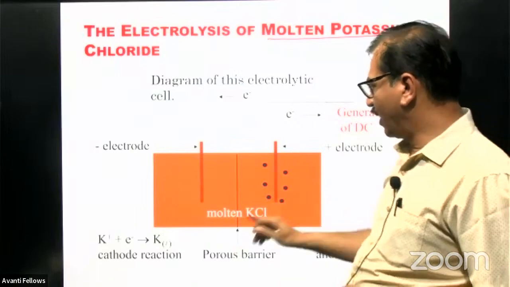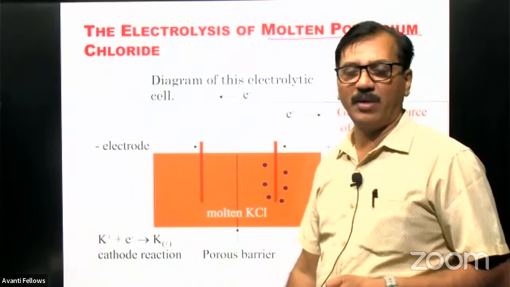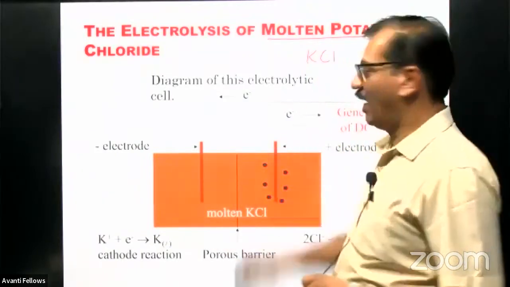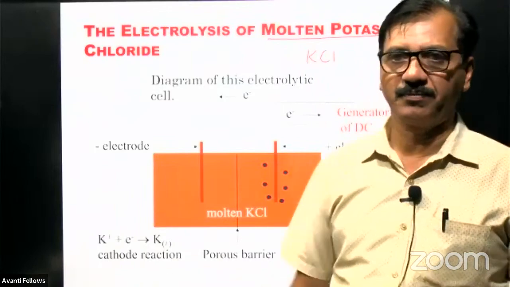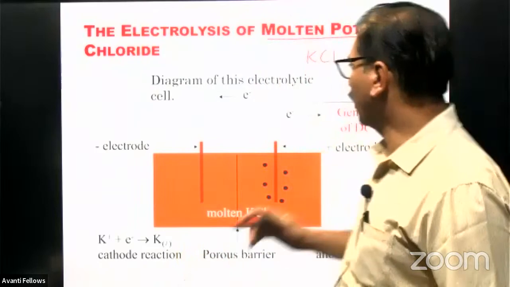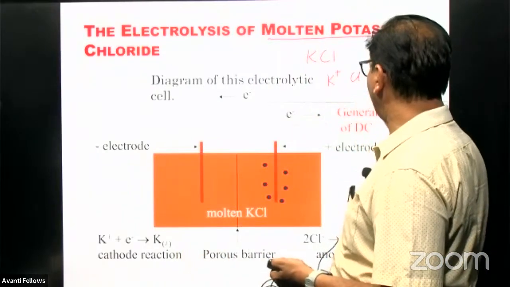In this electrolytic cell, molten KCl is taken as the electrolyte. What is meant by molten KCl? KCl is a solid. At high temperature, it is melted. Okay, it is in the liquid form. In the liquid form, it has K plus and Cl minus ions.